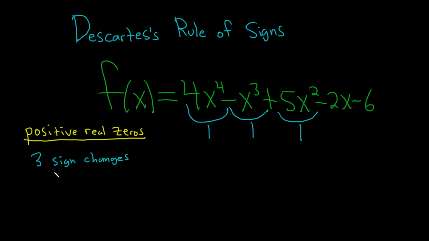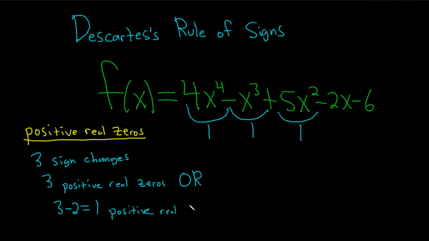And so Descartes' rule of signs says that we have 3 positive real zeros or 3 minus an even number. So we can use 2 because that'll still give us an answer that's not negative. So 3 minus 2 equals 1 positive real zero. That means we have 3 or 1. That's the answer for positive real zeros. We have 3 or 1.